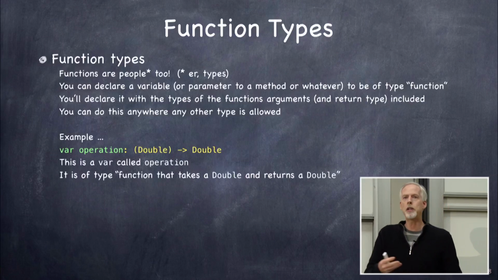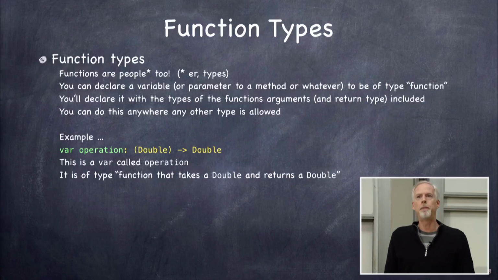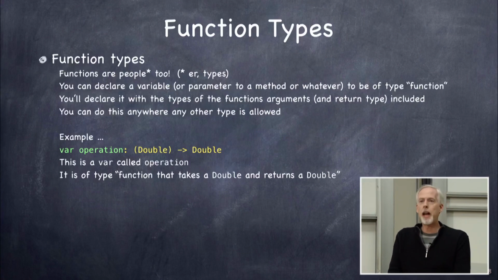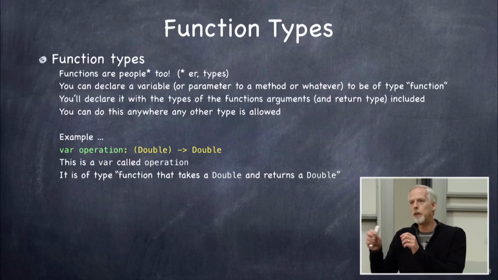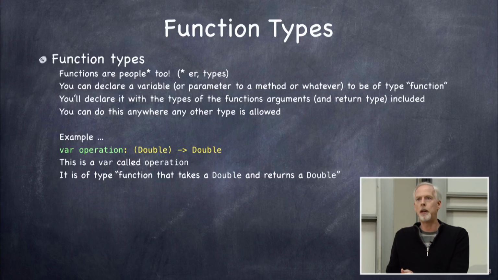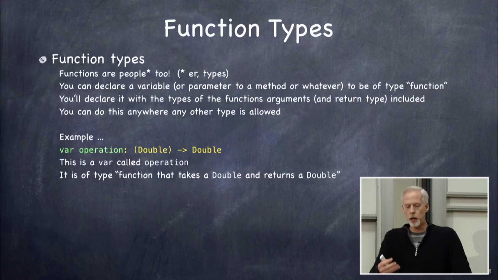I have a var here called operation. It is of type function that takes a double and returns a double. The syntax here is awesome. It looks just like declaring a function that takes a double and returns a double, just no names of arguments, but the types are all in there. So this is how you declare a var that is a function. You can do it for variables, parameters passed into functions, everything. You can always do this.